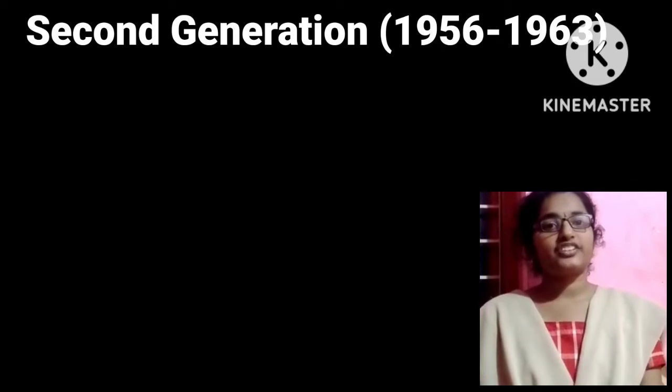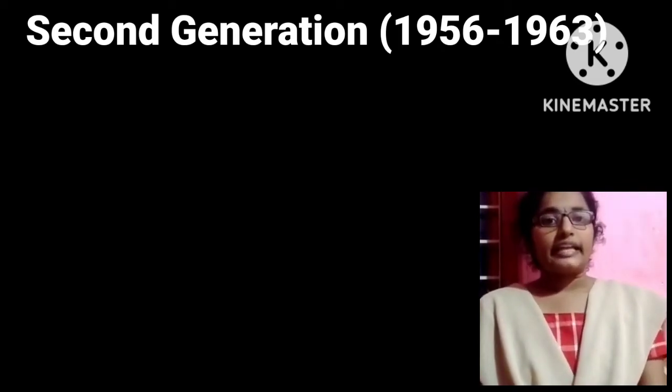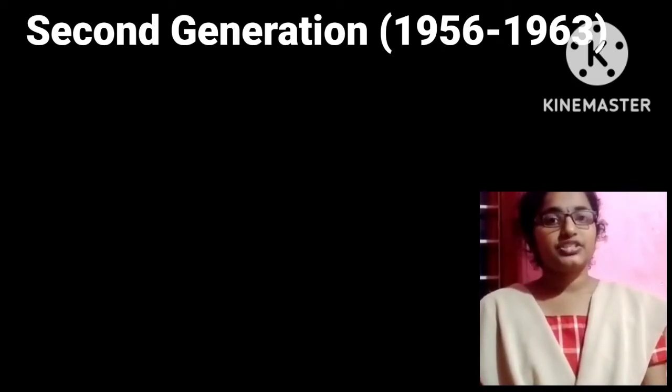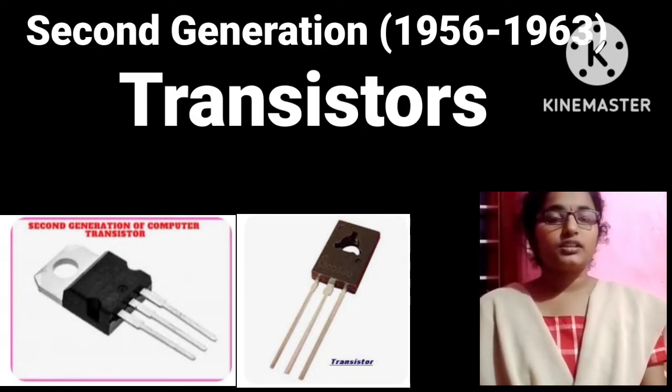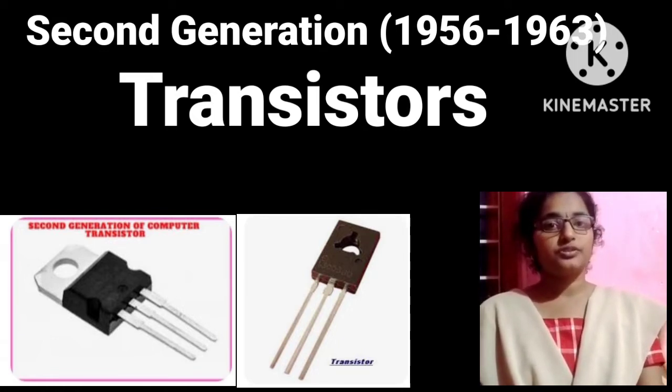Let's talk about second generation, 1956 to 1963. Second generation computers were manufactured using transistors rather than vacuum tubes. Magnetic core is the memory for the second generation. They used only punched cards as input, and they generated output as printouts.